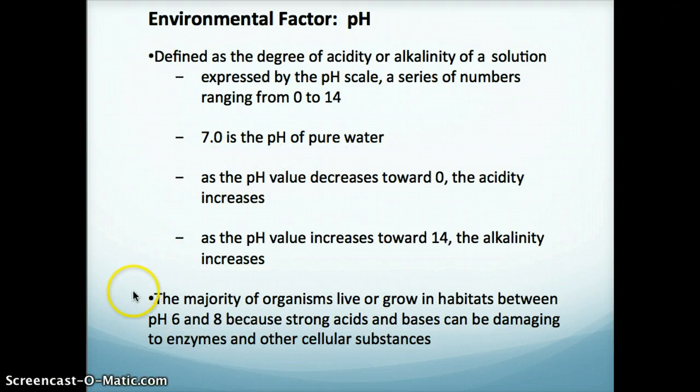And the majority of organisms will live or grow where the pH is between 6 and 8. And that's because some strong acids and bases can be damaging to the cell. There are some that are acid loving or alkaline or base loving. They're kind of more rare, so the majority that you would see would grow in that 6 to 8 pH.